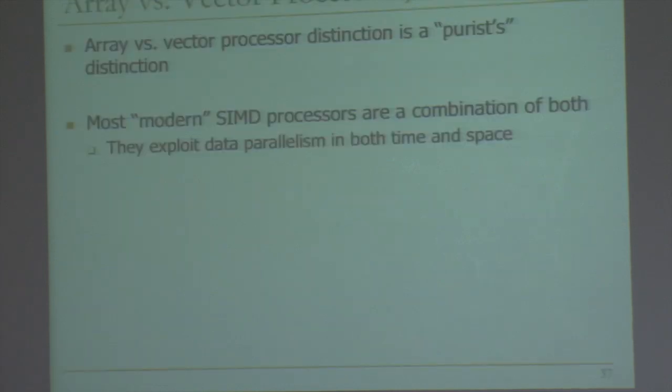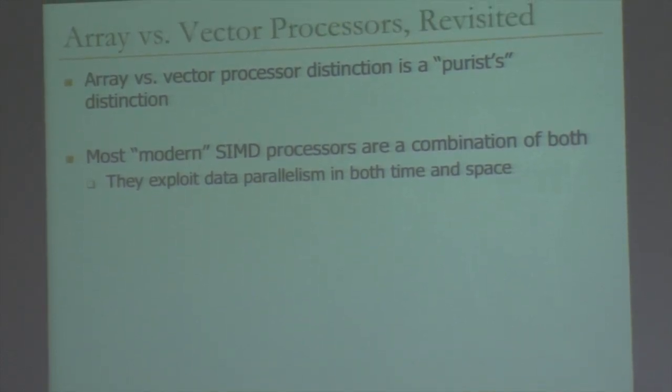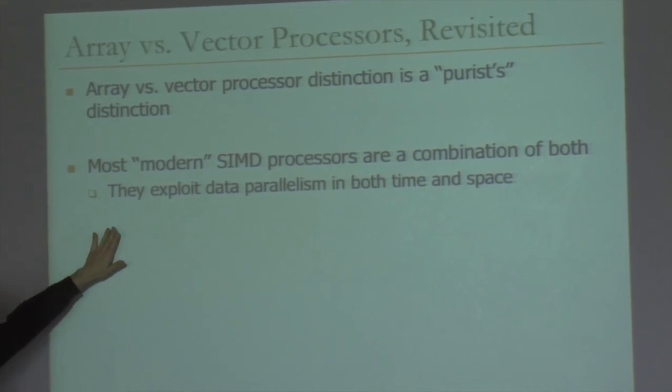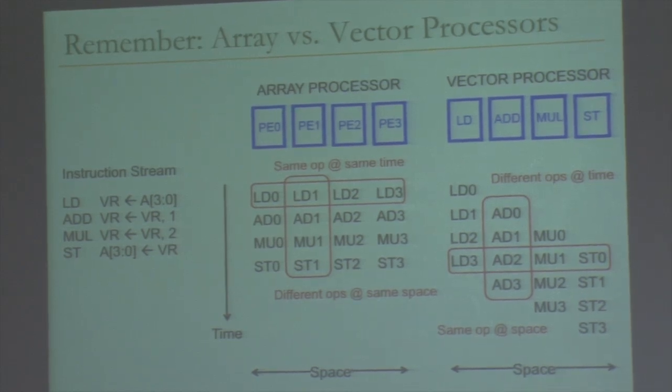OK, let's revisit array versus vector processors. Let's try to build a modern processor with this. As I told you earlier, the array versus vector processor distinction is the purest distinction. Most modern SIMD processors are a combination of both. They exploit data parallelism in both time and space. And this is what an array processor looked like. This is what a vector processor looked like, if you remember.